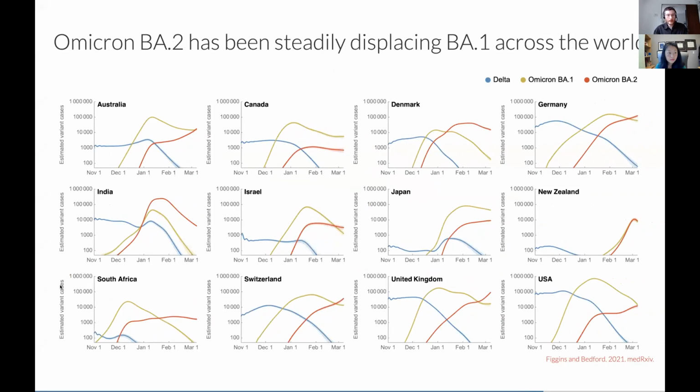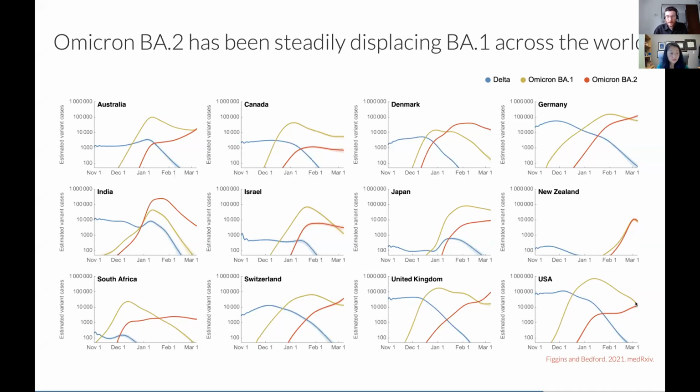So at this point, we now have BA2 on the rise, as I mentioned before. This is the same exact idea: we're estimating cases split across variants. Yellow is BA1, red is BA2. And we can see that in basically every situation, BA2 has been gaining on BA1 recently. In particular, if we look at the US, we're about hitting this equal point where we have about as many BA2 cases as BA1 cases.